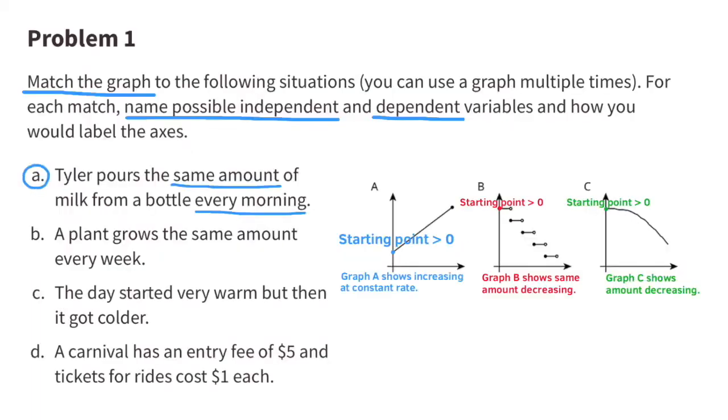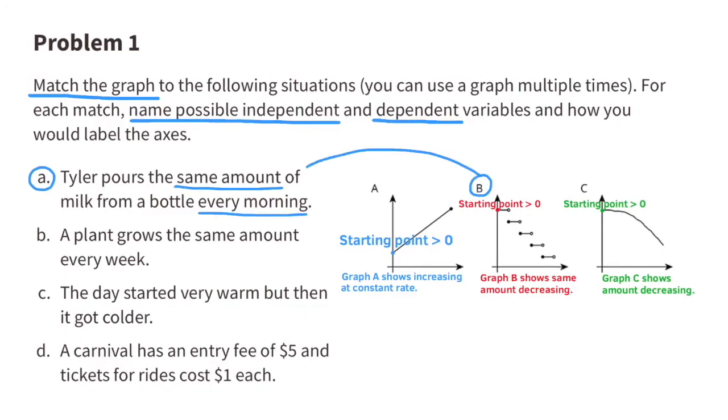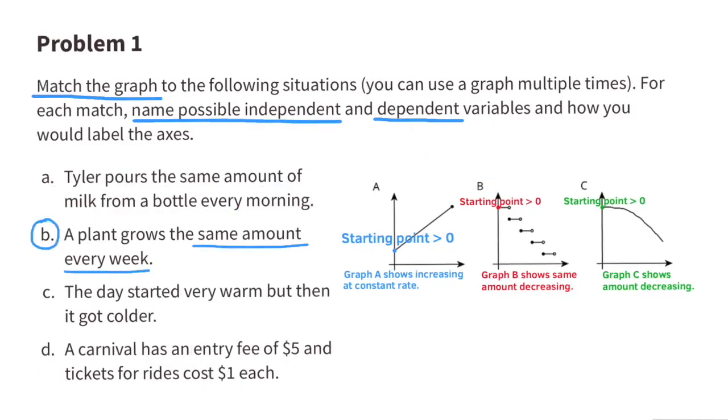A. Tyler pours the same amount of milk from a bottle every morning. That will match up with graph B. As you can see, each morning, Tyler is pouring the same amount of milk, and the amount of milk in the bottle is decreasing as the days increase.